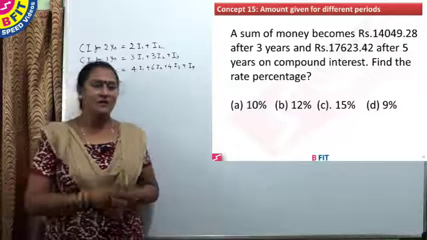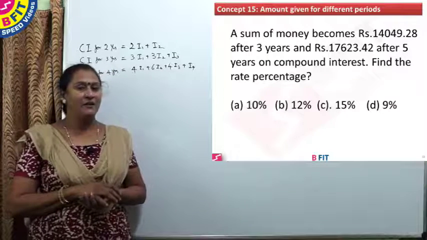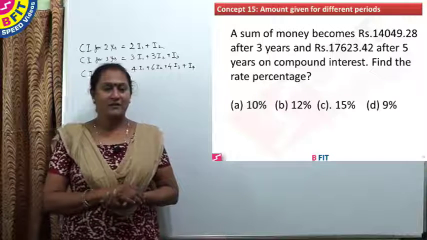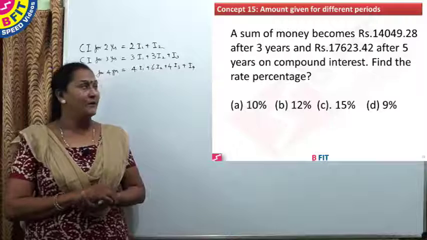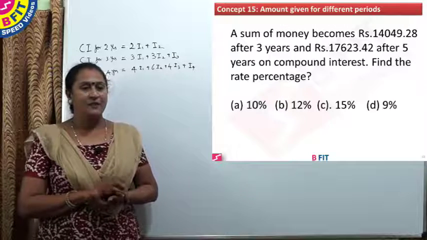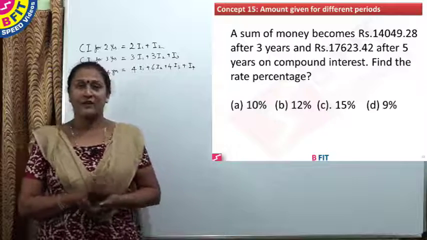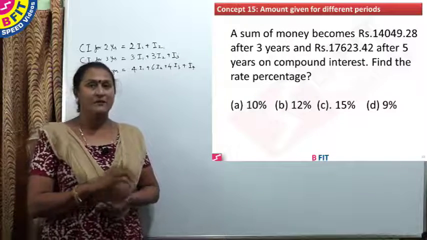So we'll see the next concept. When the amount for different periods is given, how do we find the rate percent? A sum of money becomes rupees 14,049 and 28 paise after 3 years and rupees 17,623 and 42 paise after 5 years on compound interest. So find the rate percent.